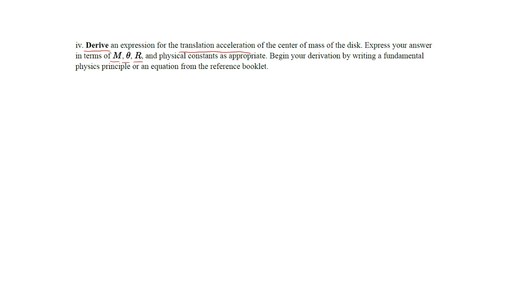Okay, so we're going to start by writing the relationship between translational acceleration and rotational acceleration, or angular acceleration. So translational acceleration is equal to alpha times the radius r. So if we solve for alpha, we say that alpha is a over r.